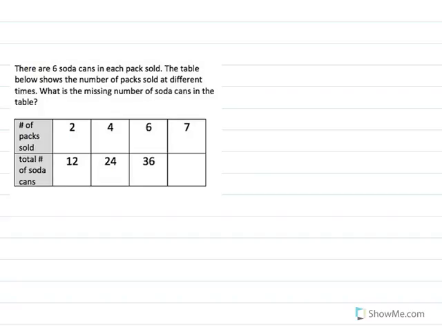So here we have our first problem. We're going to go ahead and read it just like we do all the other problems. Circle important information, underline the question like we always do. I'm going to start by reading the question. What is the missing number of soda cans in the table? So I'm looking for the missing number of soda cans. And I can see that right here, this is my missing number.